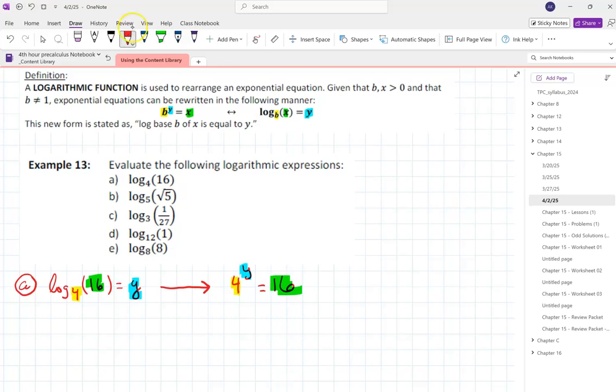Okay. Now, hopefully I look at 4 to the y is equal to 16 and recognize that 16 is 4 squared, right? And if the two sides are equal and the exponential bases are equal, well, that just tells us that the exponents also have to be equal. So that tells us that log base 4 of 16 is just 2.